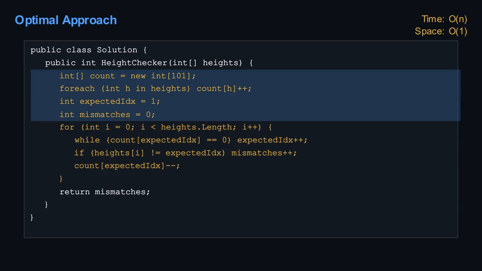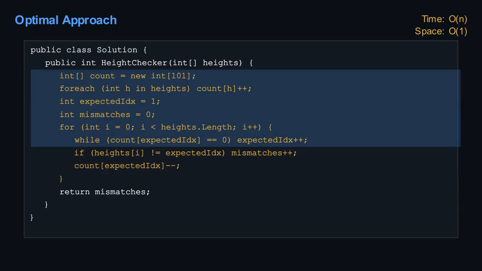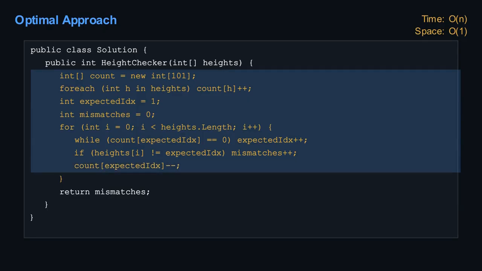We then iterate through the original heights array again. Simultaneously, we maintain a pointer for our expected height, starting from 1. For each position in the original array, we find the smallest expected height that still has a count greater than 0. If the current student's height doesn't match this expected height, we increment our mismatch counter. After a match or mismatch, we decrement the count for that expected height, moving to the next student or the next unique height if the current one runs out.